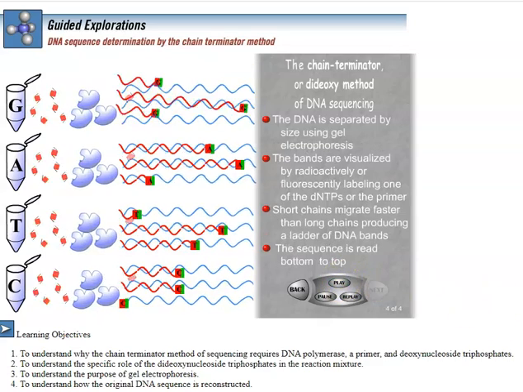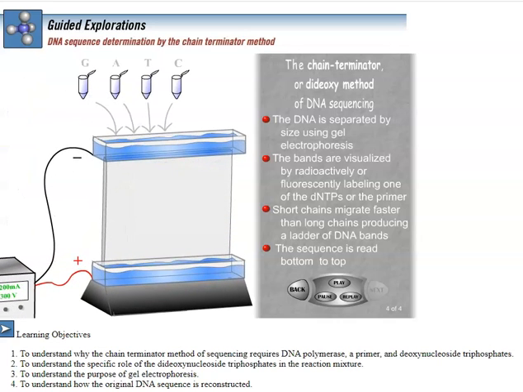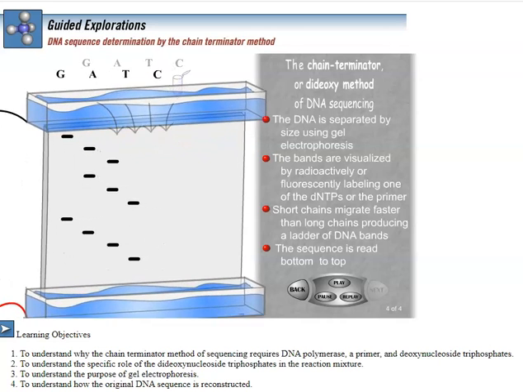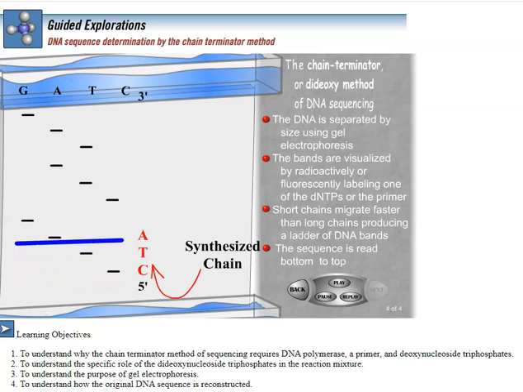The DNA strands in the 4 reactions are then separated in parallel lanes using gel electrophoresis. Gel electrophoresis separates DNA chains according to their sizes, with the shortest chains running fastest and therefore ending up nearer the bottom of the gel. The DNA-containing bands are then made visible by radioactively or fluorescently labeling one of the nucleoside triphosphates, or the primer. The sequence of the newly synthesized strand can then be determined by simply reading up the gel to see which nucleotide ends the chain at each successive position.